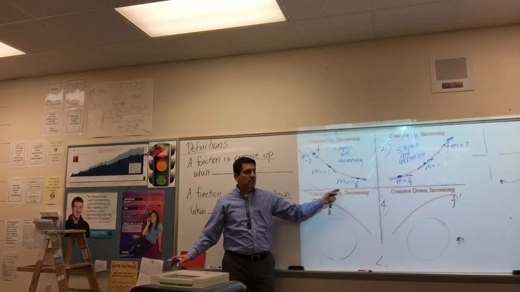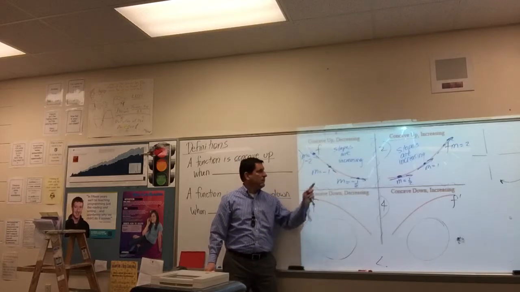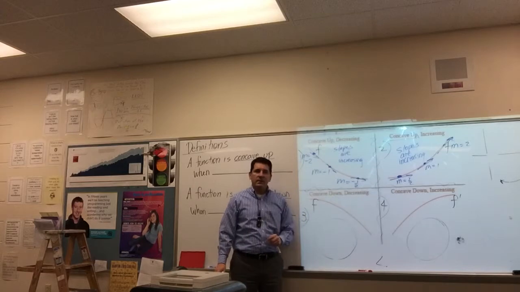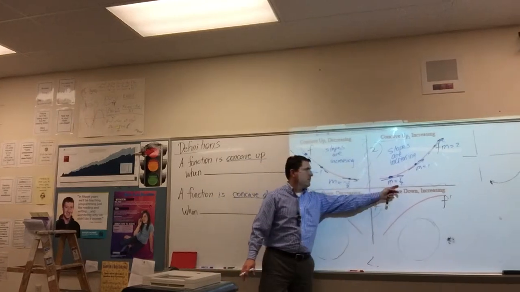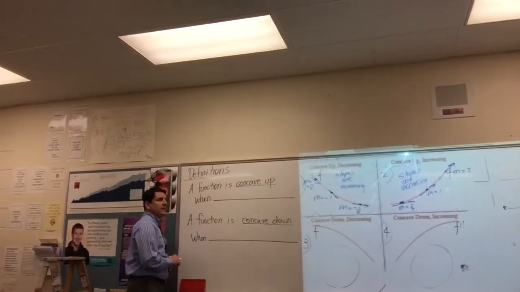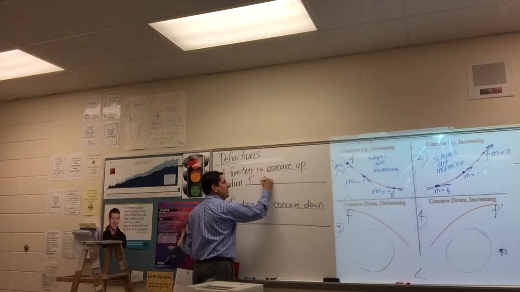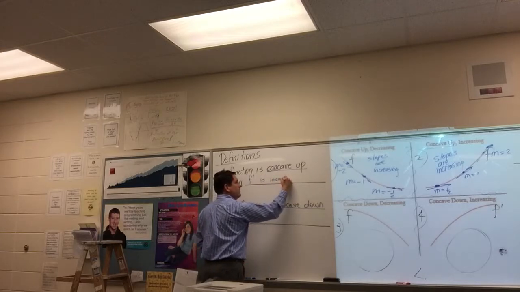To go from -2 to -1, you're increasing. From -1 to -1/2, you're increasing. From -1/2 to 1/2, you're increasing. So the answer to this one here: a function is concave up when f prime is increasing.